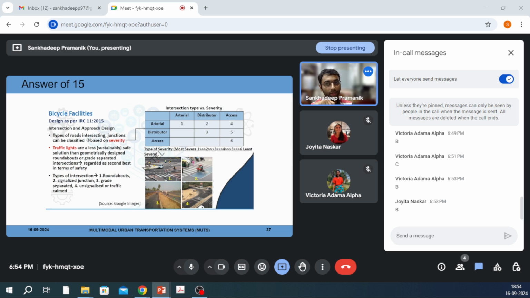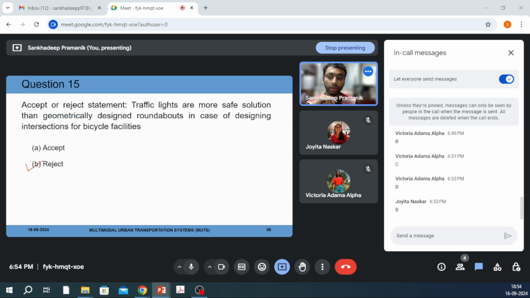separated intersection. So this roundabout or grade separated is the best for bicycle facilities, and then the traffic lights come, because at a green phase maybe there is a conflict between bicycle and other motorized vehicle, but when they are grade separated, then there is a dedicated corridor, dedicated way for them. So traffic lights are the second best in terms of safety. So this statement will be rejected.